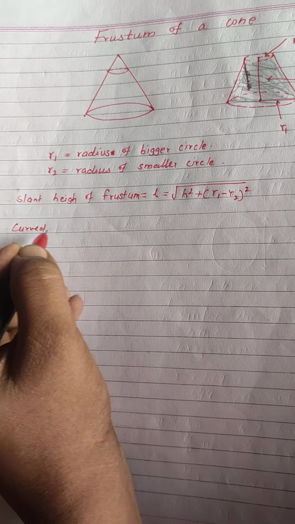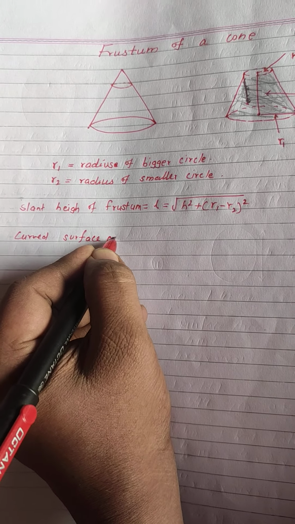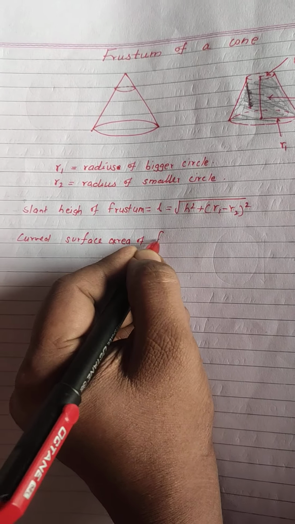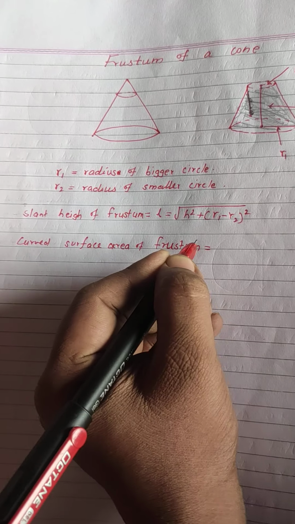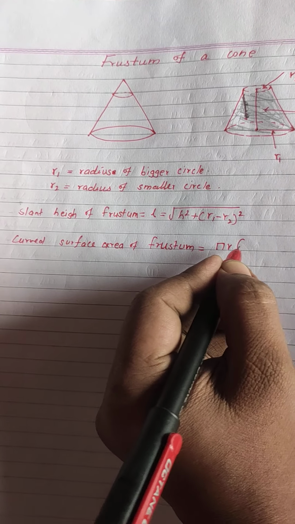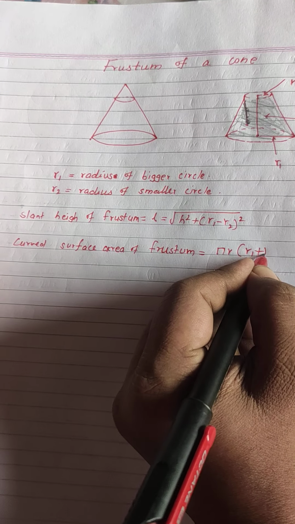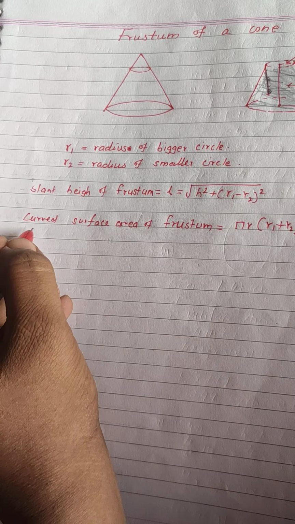Curved surface area of the frustum. So that is pi r l, correct? So pi and L are the same. Instead of r, we can write R1 plus R2. Correct? Next one, total surface area.